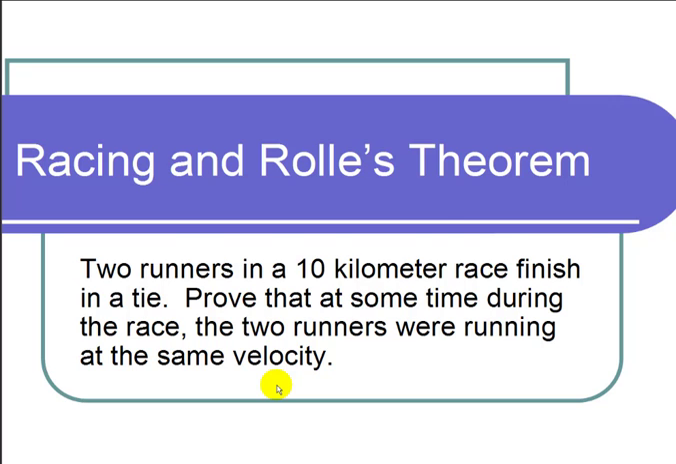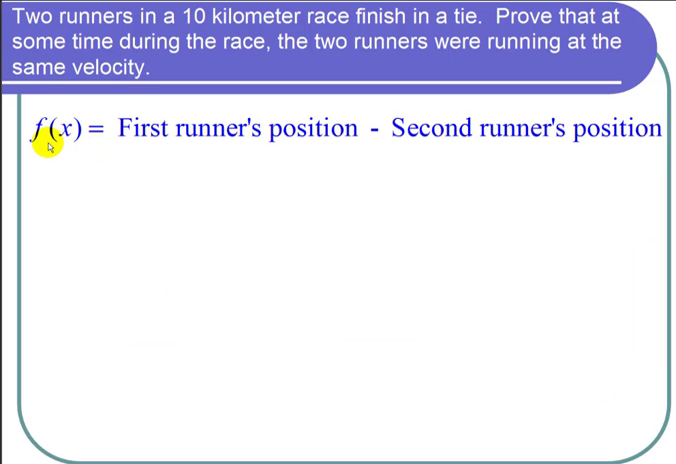And the function that will work for this is f of x is equal to the first runner's position minus the second runner's position. Since f is a difference of two runners' positions, f is certainly differentiable. Also, if we think about the beginning of the race, when they start, they're in the same position. So if you subtract, you should get 0. And similarly, they ended in a tie. So at the end of the race, they're in the same position. So if we subtract, we get 0 again.